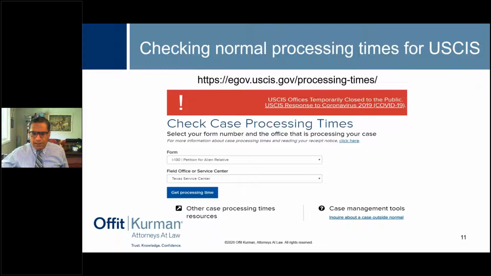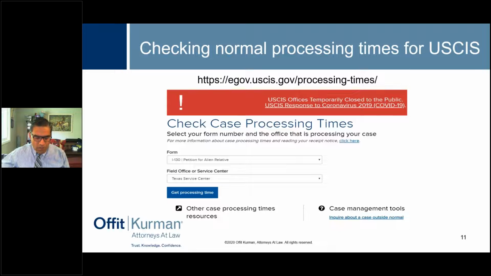On this slide, I want you to notice, there's a website where we can go and check case processing times. Now this is very nuanced because it's by type. If you see here, obviously, here's the notice: USCIS offices are closed. Select your form number and the office that is processing your case. So, depending on the form type, the benefit type you're applying for, and where you are located, where the geographic allocation is, there are different processing times.